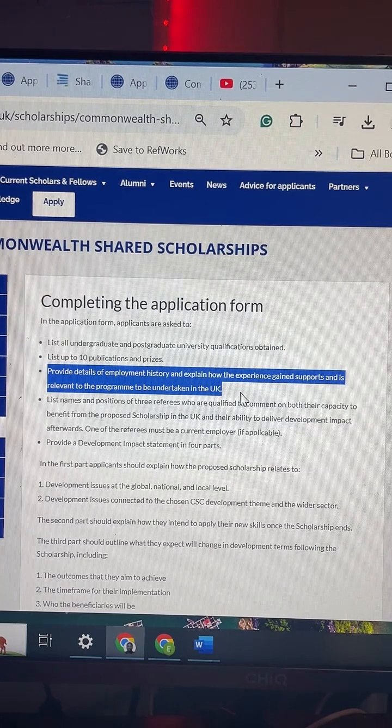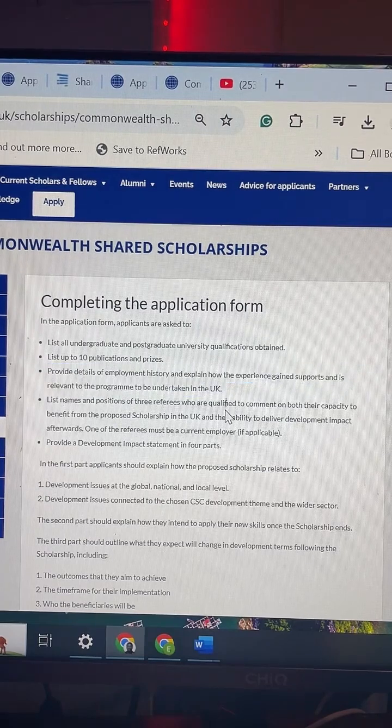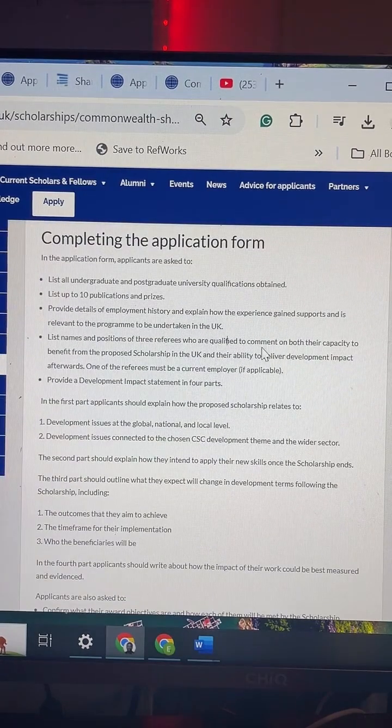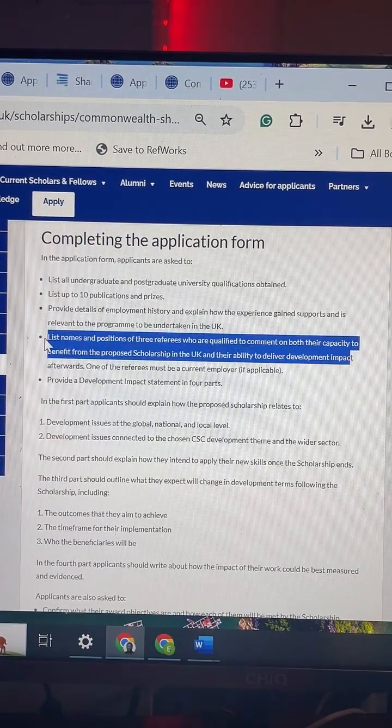And then provide details of employment history and explain how the experience gained supports and is relevant to the program to be undertaken in the UK. So you may be in the working class, and so you would be asked to list out the details of your employment. So if you've worked for, let's say, 6 months, or for 1 year, then you can list it out and discuss what skills you currently have and what you are missing, such that if you are given the scholarship, you can add that to the skills and knowledge you have to improve what your job organization is currently seeking from you.